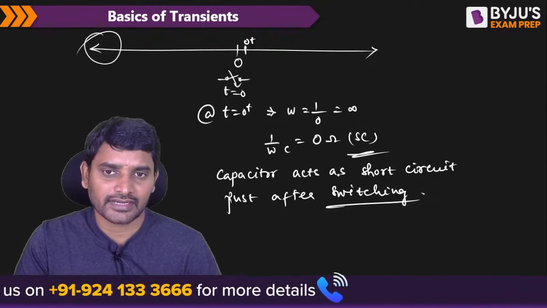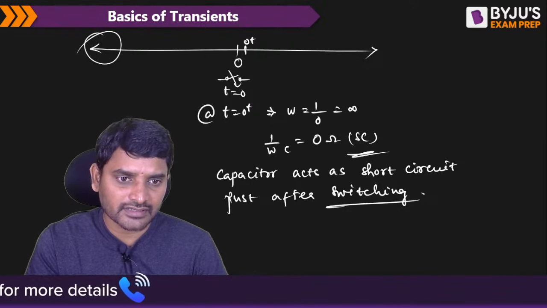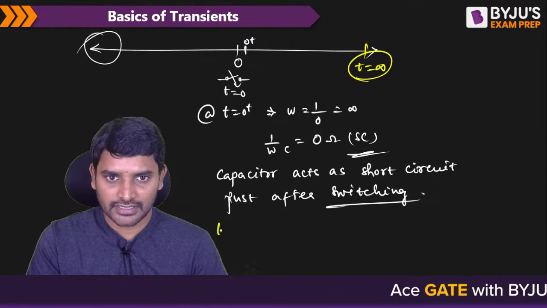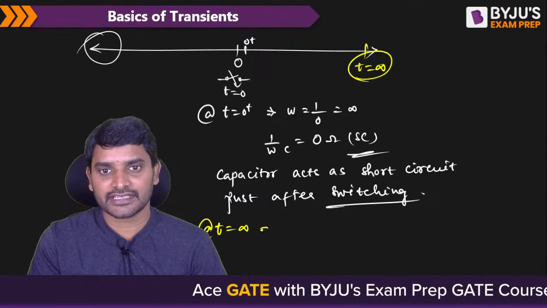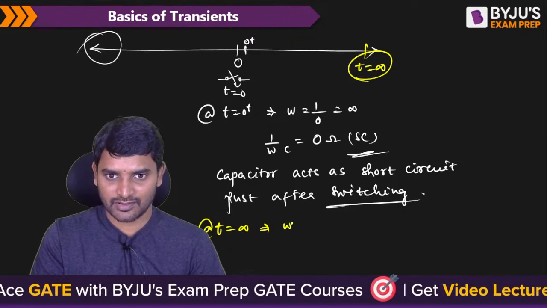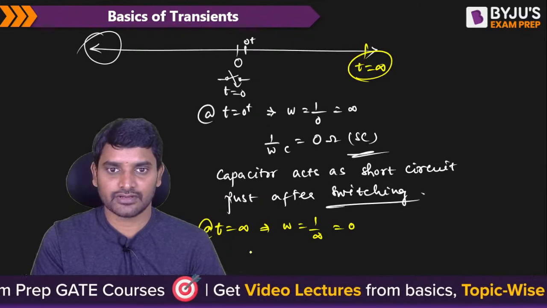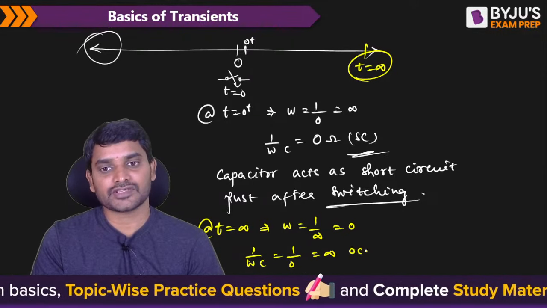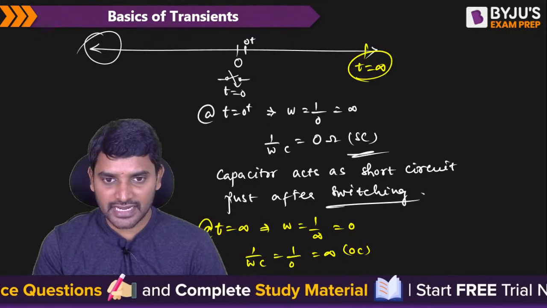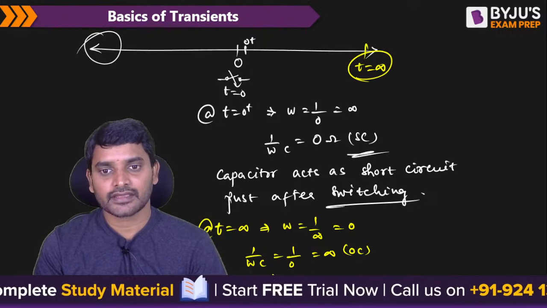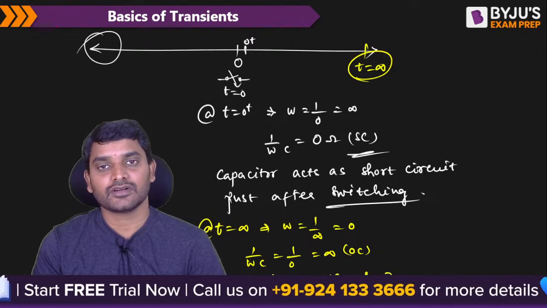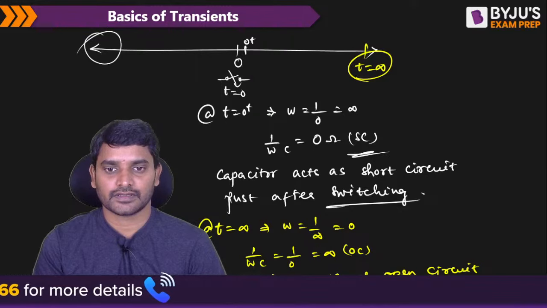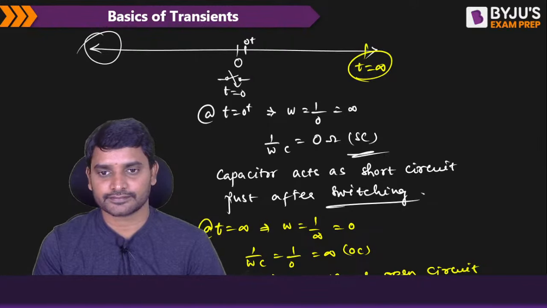Right. Now similarly, long time after closing the switch, that is t equal to infinity. At t equals infinity, it's a long time after closing the switch. So omega will be 1 by infinity, equal to 0. So 1 by omega C equal to 1 by 0 is infinity ohms. It's an open circuit. So capacitor acts as open circuit long time after switching.